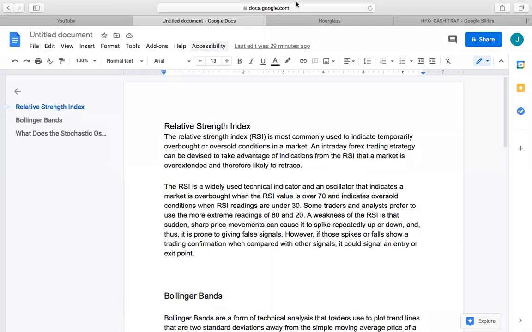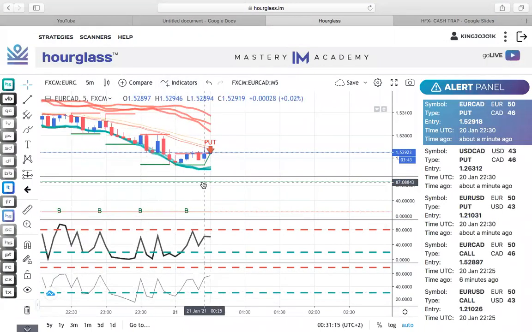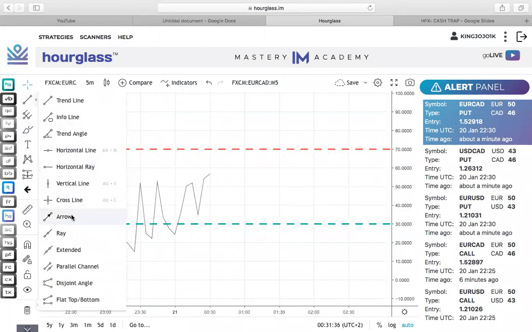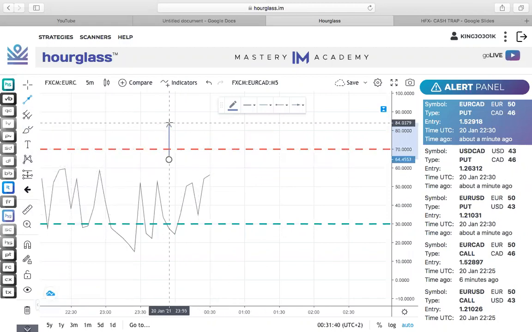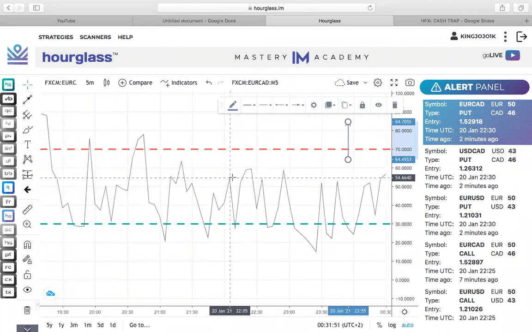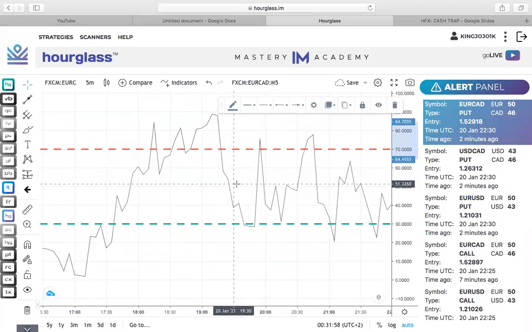So let me actually show you where the RSI is, right? So on Hourglass, the RSI actually consists of 70 and 30. 70 being the higher line right here, and 30 being the lower line right here. So, anything above 70 is overbought and it must come back down to the middle, right? If I look to the left, look how everything is towards the middle. Everything is towards the middle. Anything that is overbought always comes back down to the 50.